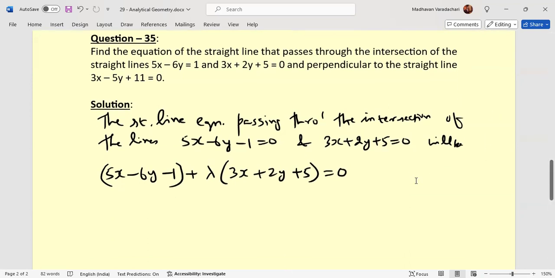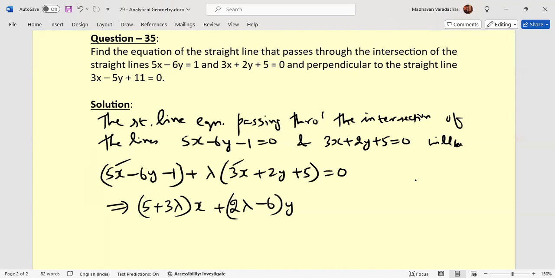Now, we will simplify this. We take all x as common. So 5 plus 3 lambda times x plus 2 lambda minus 6 times y. Means first I took this and this: 5x and 3x, here it is 3 lambda x, that's why I wrote 3 lambda. Then I took 2y minus 6y, but here 2y is having lambda. So 2 lambda minus 6 times y minus 1 plus 5 lambda is equal to 0. Right.